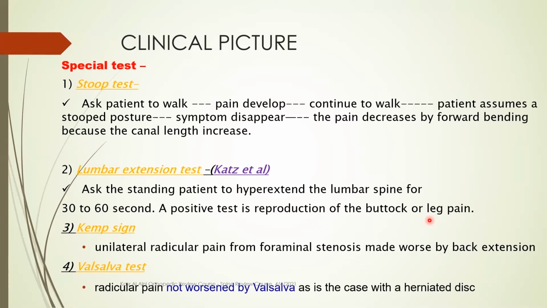Kemp sign is unilateral radicular pain from foraminal stenosis made worse by back extension. Valsalva test does not worsen the radicular pain as in the case of herniated disc.